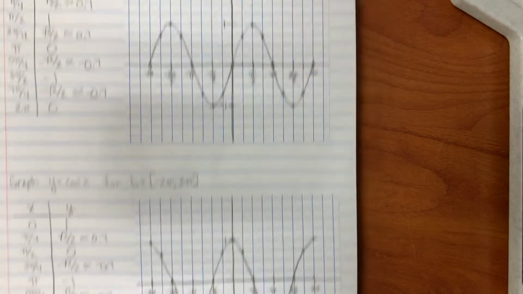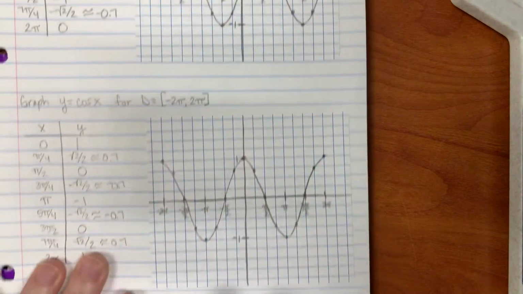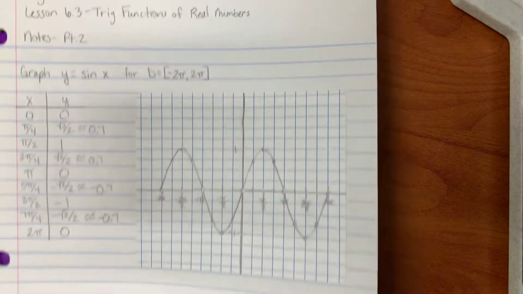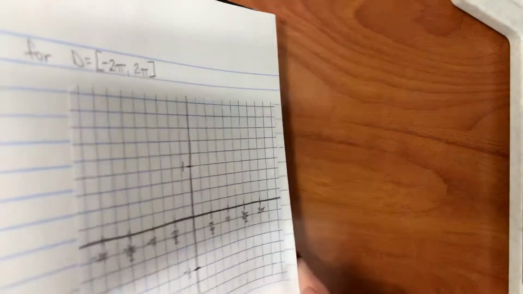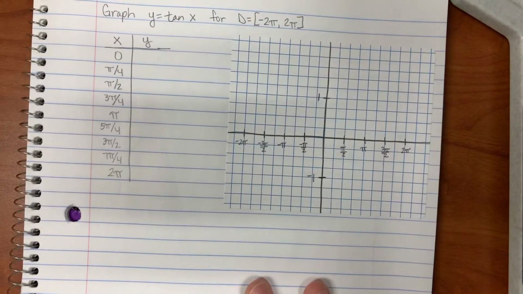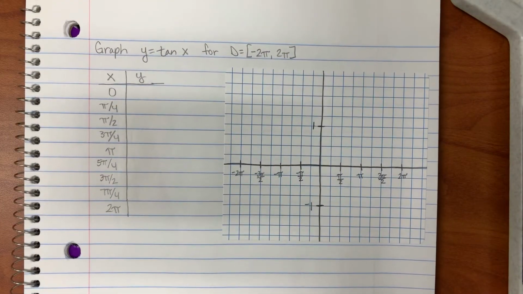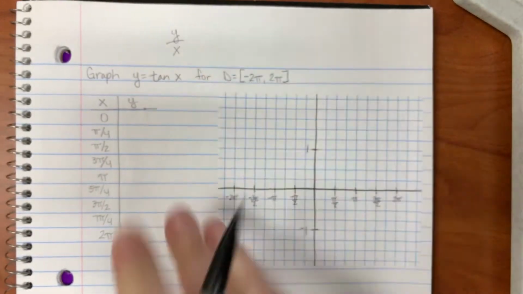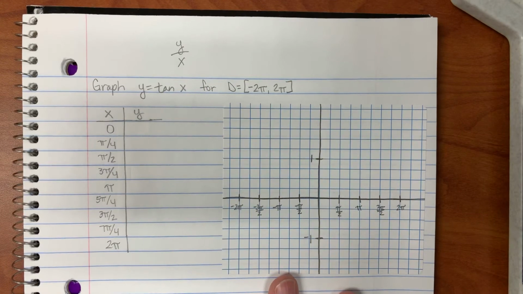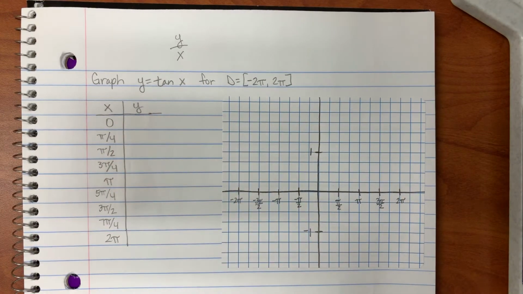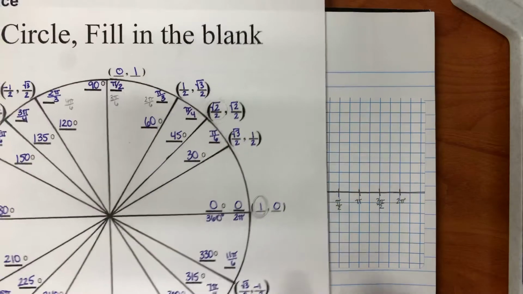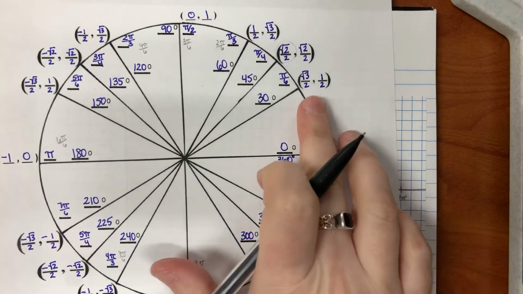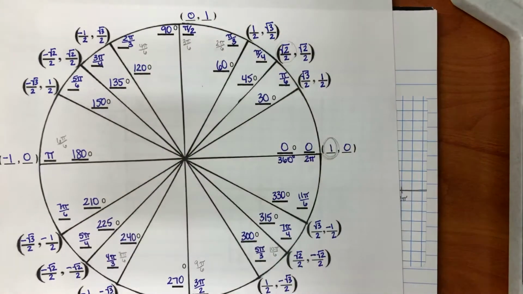Okay, so there's my sine and my cosine curves. And then what happens with tangent? This one is interesting. So tangent, remember tangent is y over x. So sine over cosine, or y over x. So when I go to fill this table out, I'm looking at these values and saying I'm going to take y over x, y over x, y over x, right?